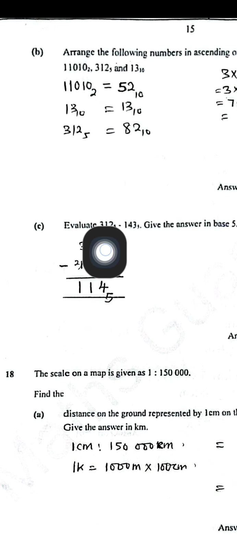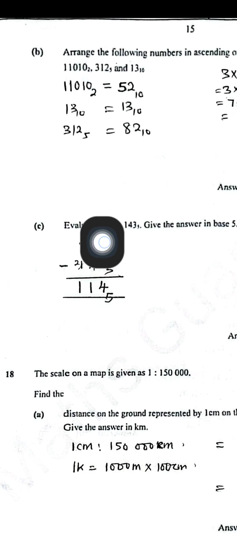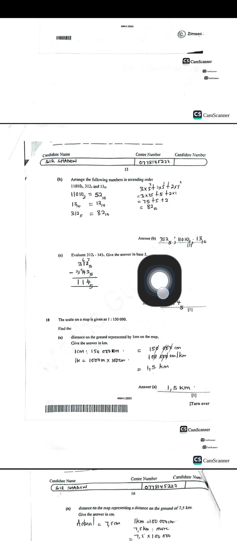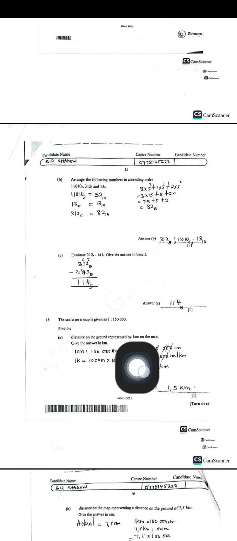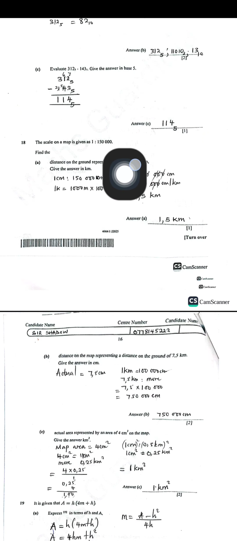Since you manage to give this one, then you also carry this one. Then you give this one a 1 digit. This becomes 2. 3 minus 2 gets 1. So the solution becomes 114 base 5. So I managed to write the solution right here, 114 base 5.